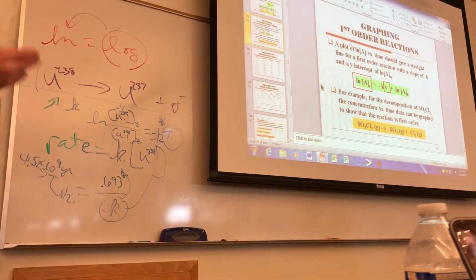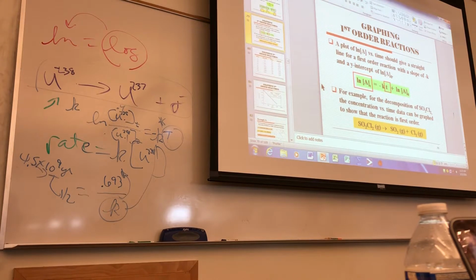It's always 2.303 in the context of the slope if you have log to the base 10 and not the natural log. But if you have the natural log, then you don't make that conversion. It is what it is. Does that help? Yeah.